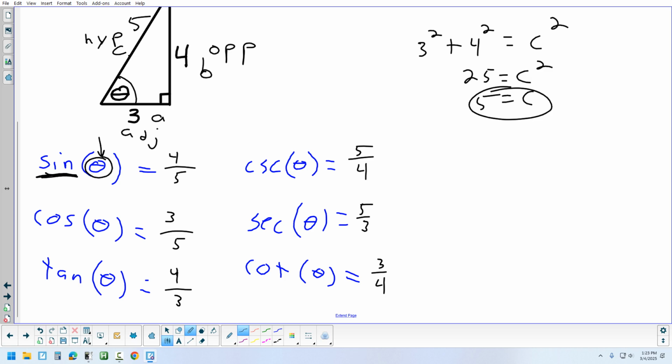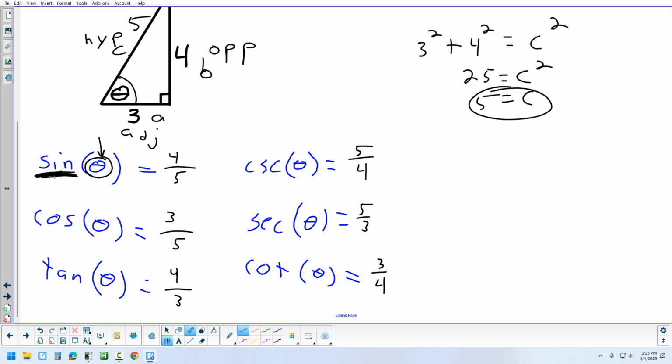Sine is preventing theta from being alone. How do you think you would get rid of sine? You'd have to do the inverse sine. If you did inverse sine in this problem, it would cancel the regular sine out. If you did it on the other side, you would get the answer for theta. Okay?